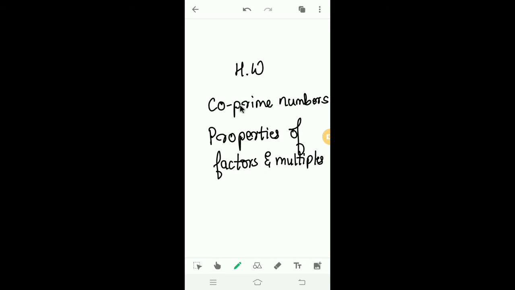Today's homework. Learn and write two times the definition of co-prime numbers and properties of factors and multiples in your notebook.